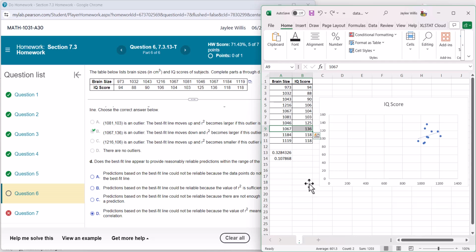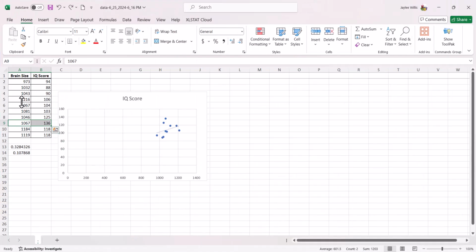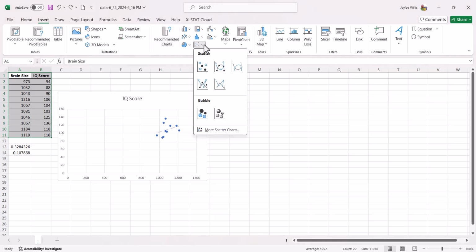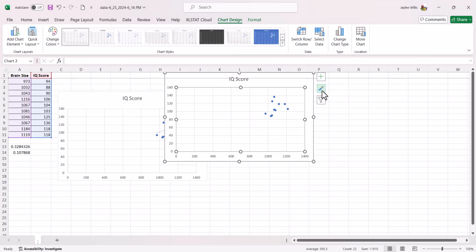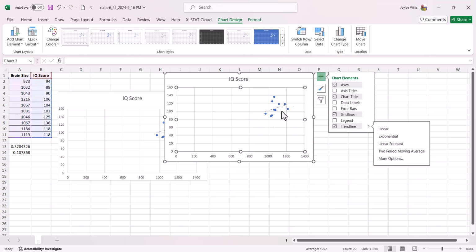Again, to quickly review the Excel skills, when you want to make a scatter plot, you just select all of your data, go to Insert, Charts, and you click the scatter one. And then if you want to add a line of best fit, you click this Add Chart Elements, and you add a linear trend line. And that's how you make the line of best fit.